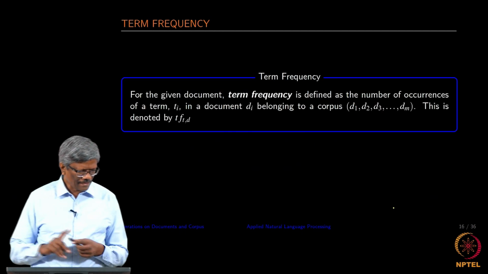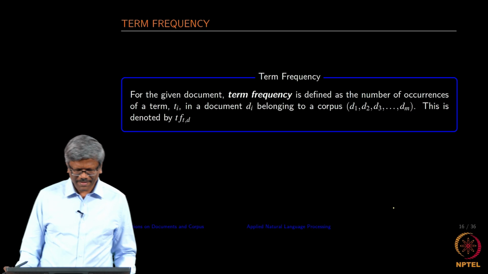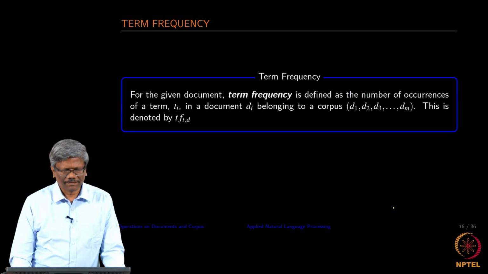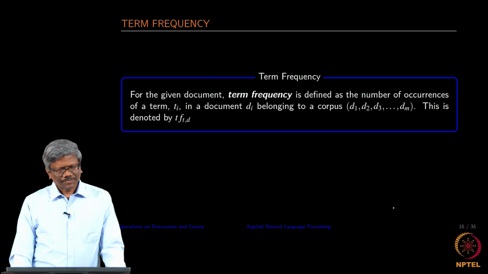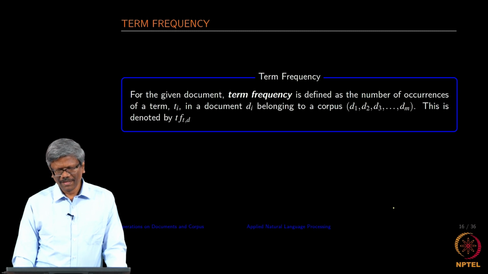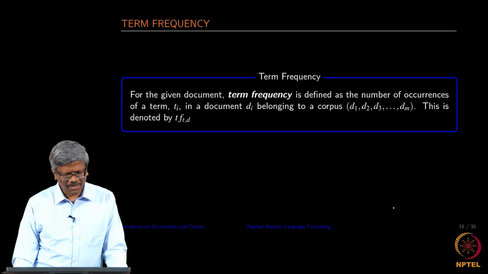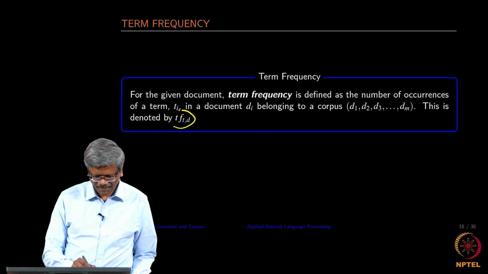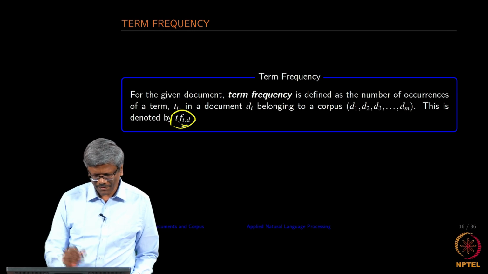Okay, let us now define our first interesting term in the statistical processing of the corpus. I will read out from this slide again. The term frequency is defined as the number of occurrences of a term Ti in a document Di belonging to a corpus D1 to Dm. This is denoted by Tf(T, D). Note the suffix of these two.